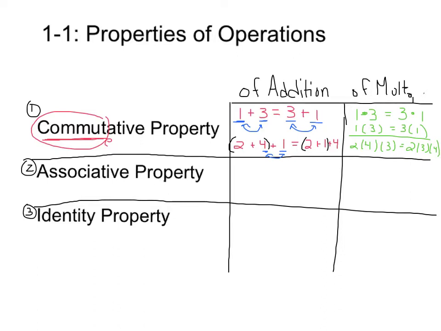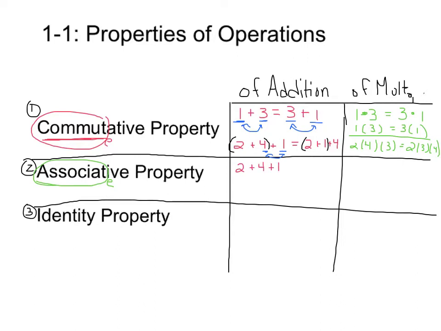With the associative property, it begins with the word associate, if I had an E on the end. Basically, who you associate with means who is in your group. So it deals with grouping. So for this one, I'll deal with 3 numbers. Well, let's take the same problem. 2 plus 4 plus 1.